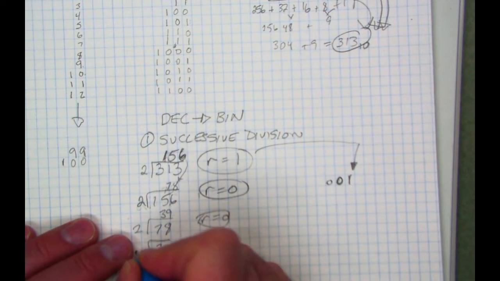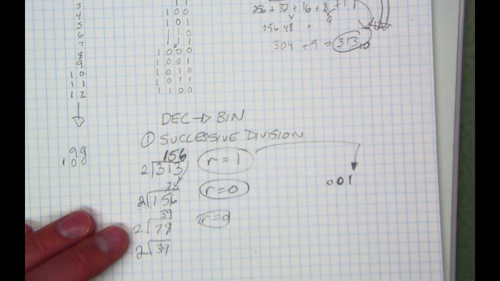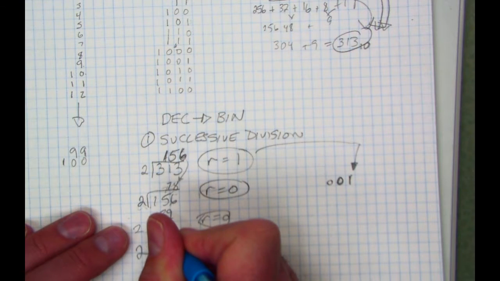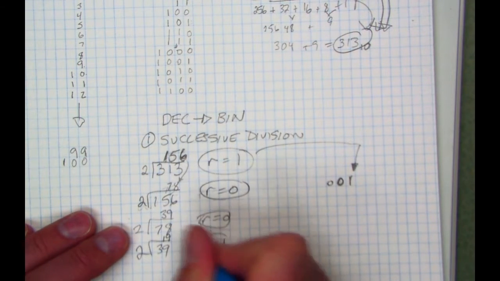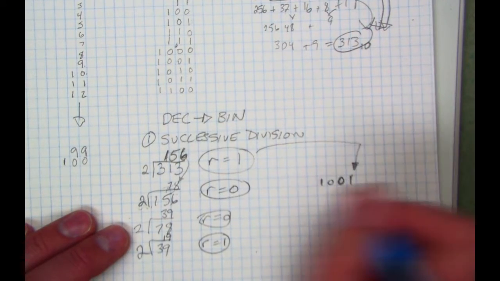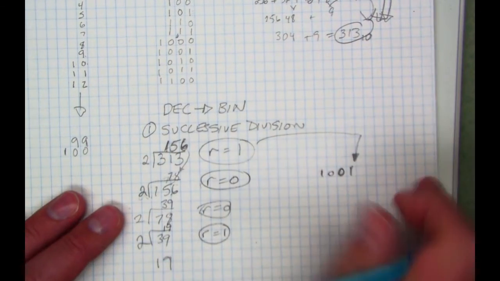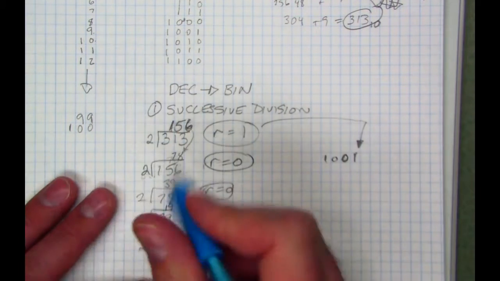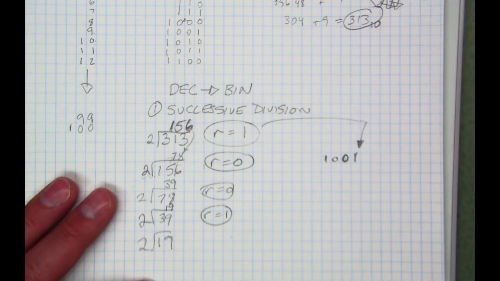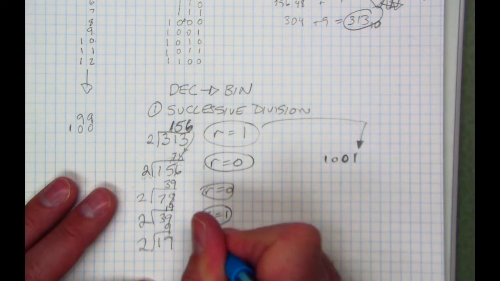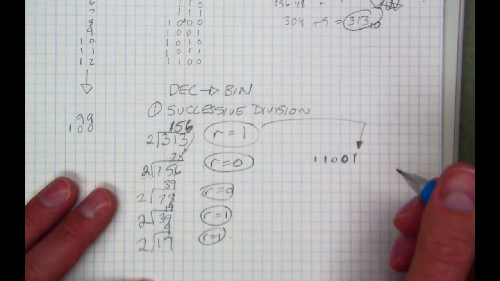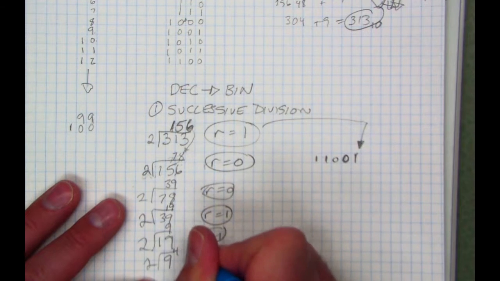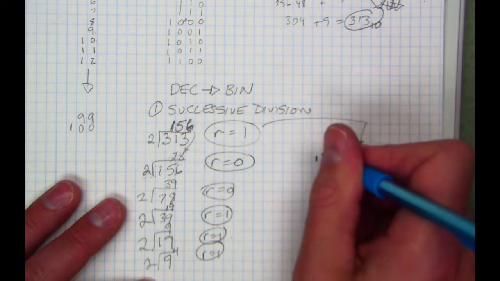And then I take 39, divide that by 2, and I get 19 and a half. So 19 with 1 left over as a remainder. And there's 1 there. And then I take 19 and I divide that by 2. This takes a while, doesn't it? And I get 9 with a remainder of 1. So I put that right there. And I take 9 and divide that by 2, and I get 4 with a remainder of 1. So I put that right there.